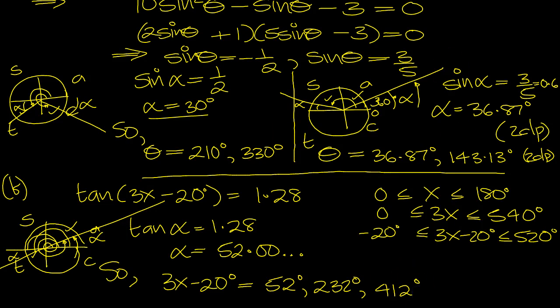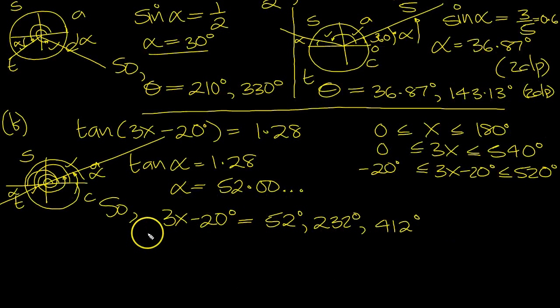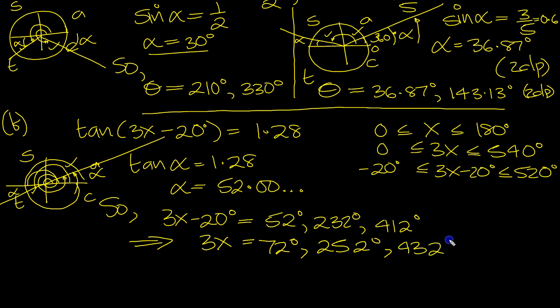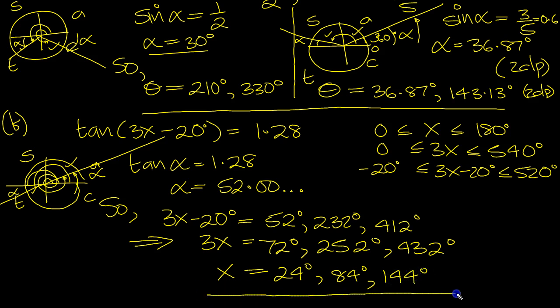So let's add 20 all the way through and then divide by 3. 72 degrees, 252 degrees and 432 degrees. Divide by 3. Thankfully these all go into 3, otherwise we would have been a bit more careful with the accuracy. 72 over 3 is 24. 252 over 3 is 84. And 432 is 144 degrees. Tap it in the calculator if you need to for the values of x.